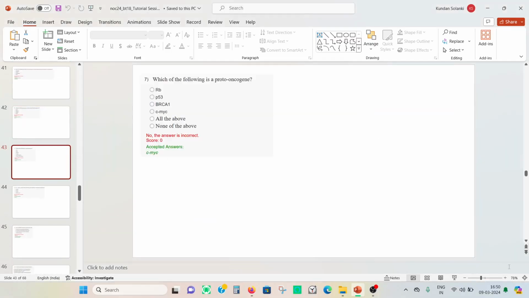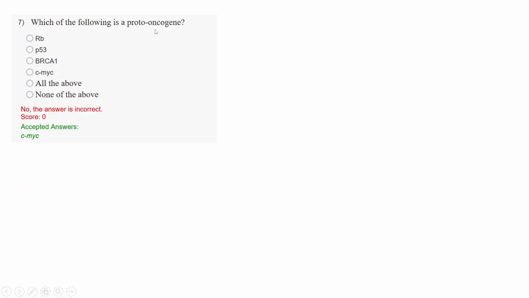So now if you go to these questions, which of the following is a proto-oncogene? Retinoblastoma is a tumor suppressor gene. P53 is also a tumor suppressor gene. BRCA1 is also a tumor suppressor gene. And CMYC is a proto-oncogene. So option 4 is correct, CMYC. Okay.